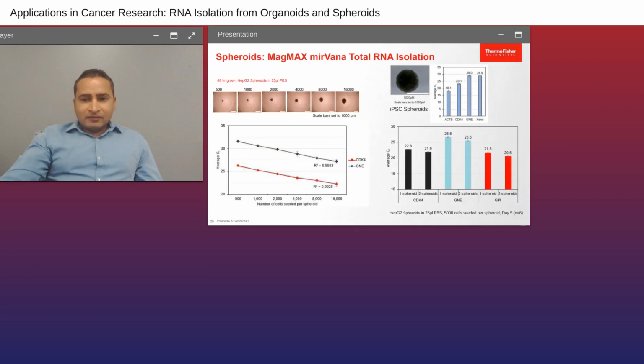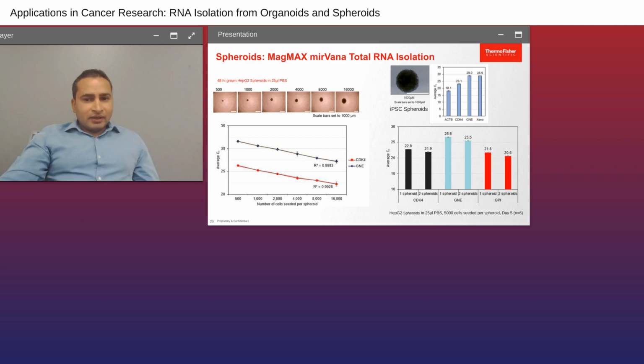Let's look at RNA isolation from different spheroids using the MagMAX Nirvana total RNA isolation kit. On the top left here, you can see the spheroids from HepG2 cells. The spheroids were formed by the addition of various numbers of cell inputs, shown here on the top, and grown for 48 hours. The scale bars on the bottom show the average diameter of the spheroids from different HepG2 cell inputs after 48 hours of growth. We took these individual spheroids formed on a 96-well plate, washed them with PBS, and used the cell lysis and binding protocol from the MagMAX Nirvana total RNA isolation kit. At the end of the run on the Kingfisher instrument, we do get a clean RNA.